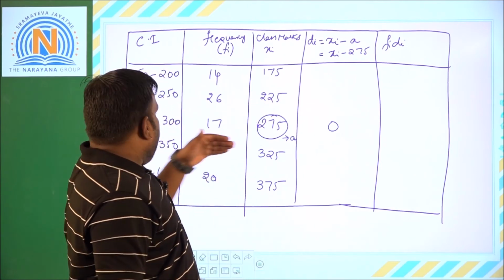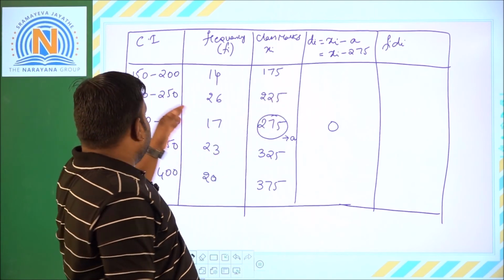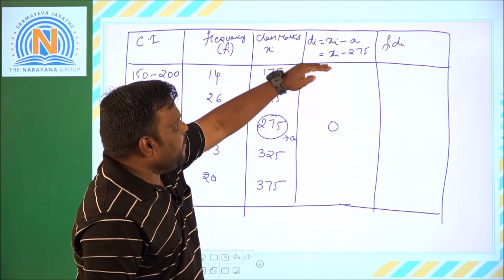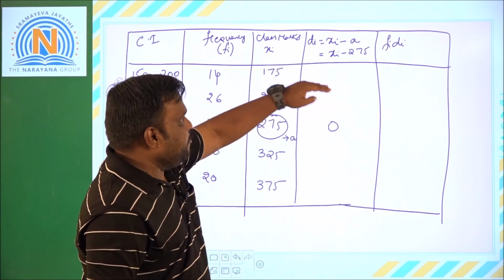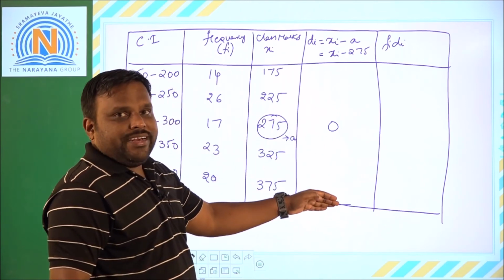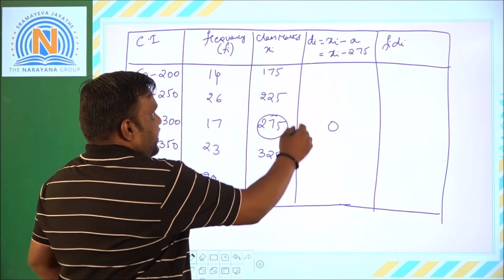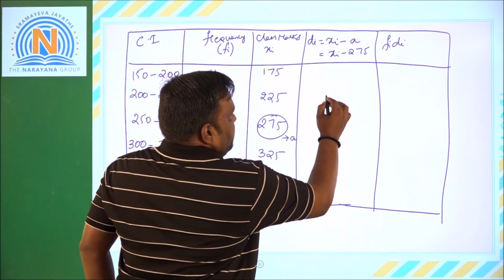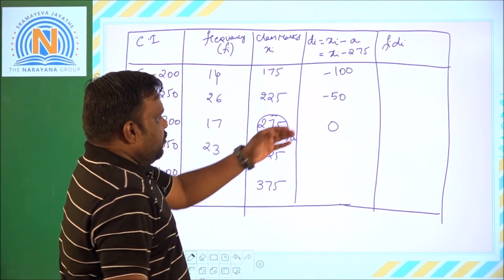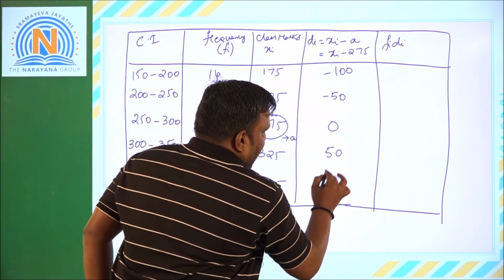Now, what is the common class width here? The common class width is 50. Since the class intervals are in an increasing manner, the values above will be negative, increasing in the negative part, that is, di value increases in the negative part by multiples of the class width. And below, it will be positive increasing. So the di value will be minus 50, and double of this is minus 100. And in the below part, taking the positive manner, that is 50 and 100.